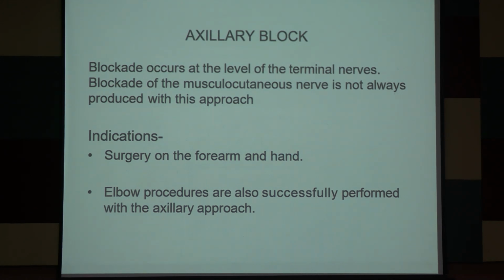Okay, that's the point. The more you go distally, the more your regions of operation or anesthesia also goes distal, right? This cannot provide anesthesia for the elbow region because the nerve is already branching out before. So if you are providing axillary block, you can only perform surgeries over the hand or distal forearm, not the proximal forearm. Similarly, indications, as you can see, elbow procedures are also successfully performed, but here the analgesia is not as good as the brachial plexus block in the supraclavicular or infraclavicular approach, right?